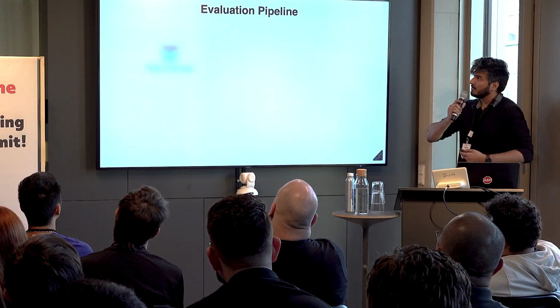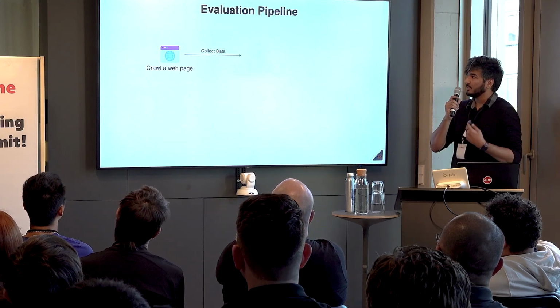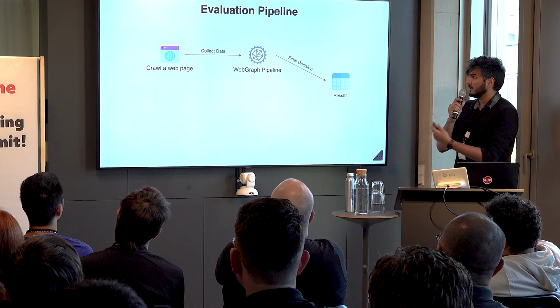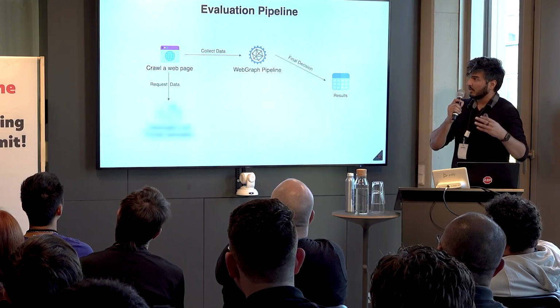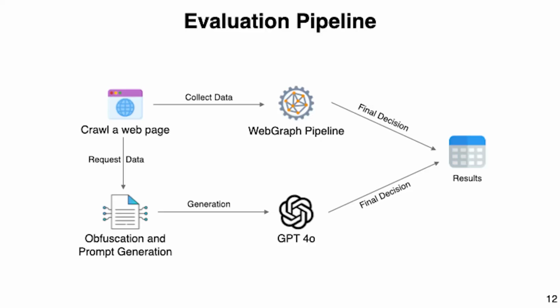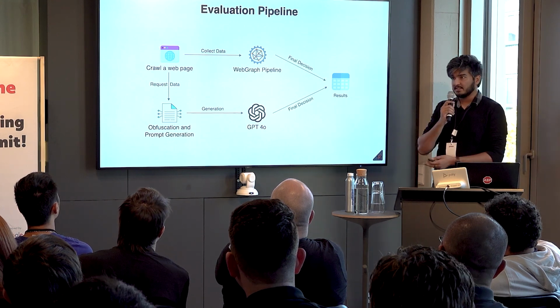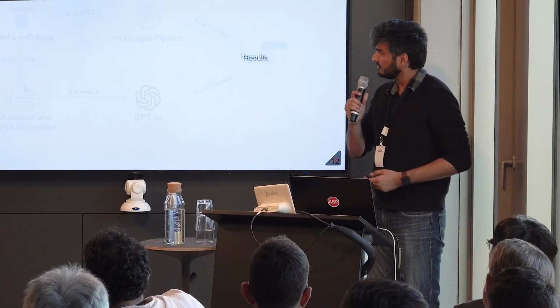So this is the whole pipeline. We crawl a web page, collect the data for the WebGraph pipeline, and collect its final decision. In parallel, we use that request data to obfuscate some of the information and generate a prompt. That prompt is fed to GPT-4o, which also gives us a final decision, and then that decision is compared against filter lists.